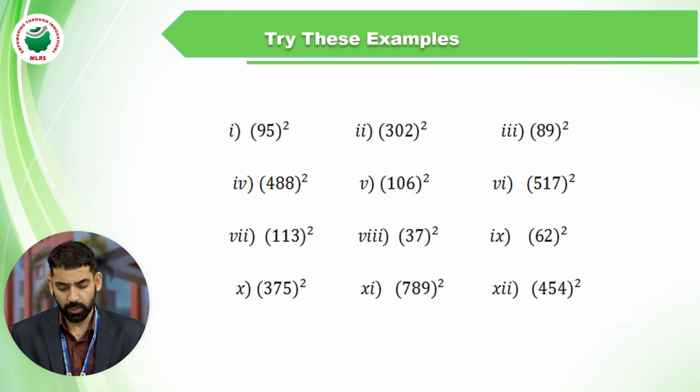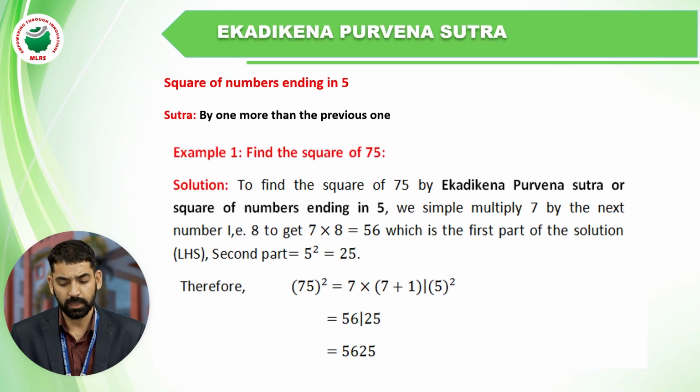So let's move forward to another sutra, or another formula, for finding the squares of numbers using Vedic mathematical techniques. That is Ekadikena Purvena Sutra. This sutra is used to find the squares of numbers that end with 5. For example, if you have to find the square of 65, 45, 55, 75, 175, 285, those numbers which end with 5, you can use this sutra to find their squares.